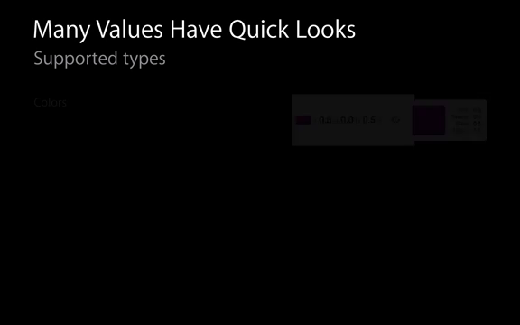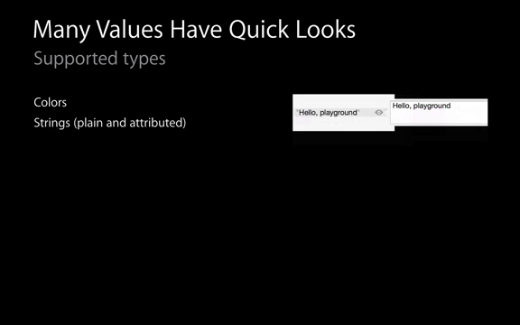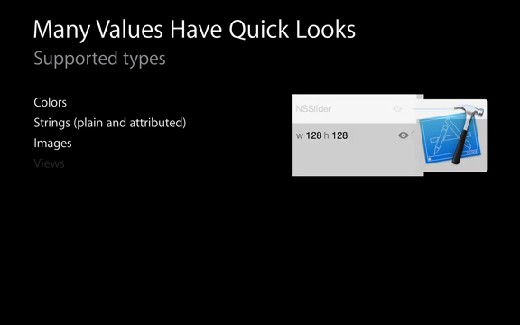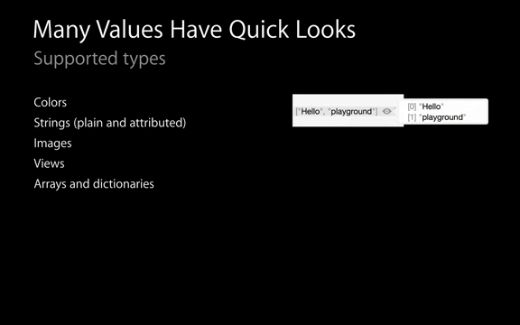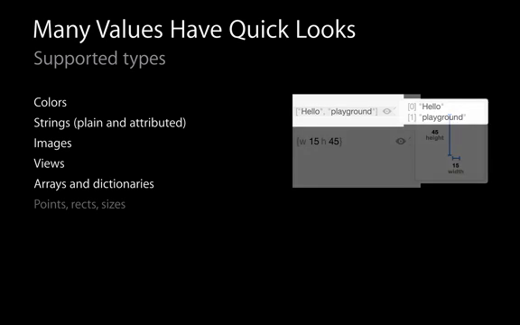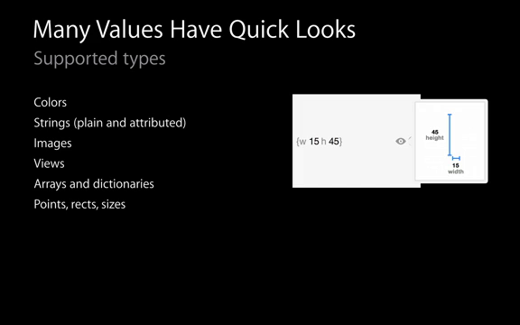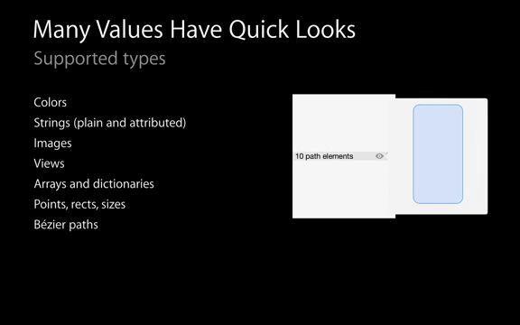We support many different types for quick looks in the playground. We support colors, strings, both plain text and attributed. We can show images, views. In this case, we'll capture a snapshot of the view at that point in time. We can show arrays and dictionaries, so we'll show a structured version of the array or dictionary, like you might see in the variables view in the debugger. We can show points, rects, and sizes. We'll create a graphical representation of those. We can show Bezier paths, so both NSBezierPath on the Mac and UIBezierPath on iOS.